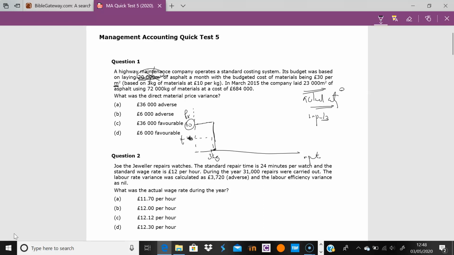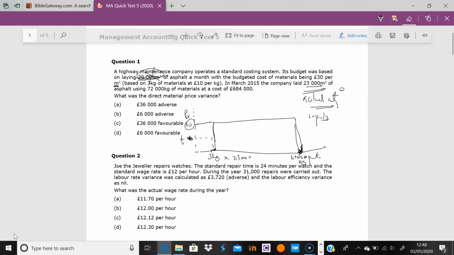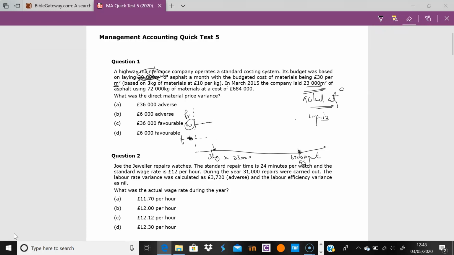So technically that's your price per kilogram, £10, and you're expecting to use 3 kilograms per meter. Now the key point here is it says that you laid 23,000 meters. So if you're going to lay 23,000 meters, you should be using 3 times 23,000, which takes us to 69,000 kilograms. So you should be using 69,000 kilograms, and you should be spending £10. Oops, I don't know why my fingers are so wobbly today. Let me just get rid of this.